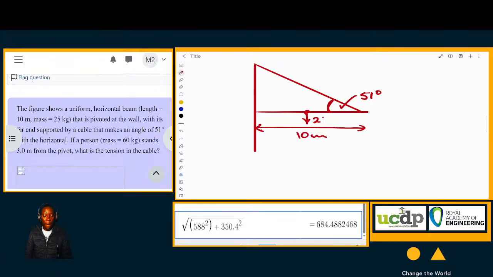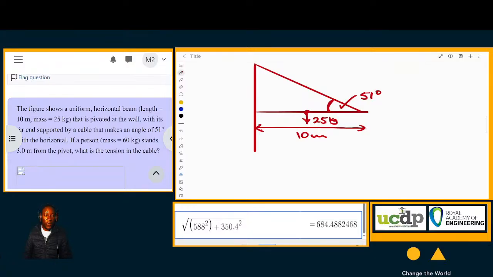Okay, sorry about that. So anyway, we are saying the mass there is 25 kgs, so 25 times g. That's the weight, 25 kg from the center. Anyway, that's where we would assume all the mass of the beam is concentrated.